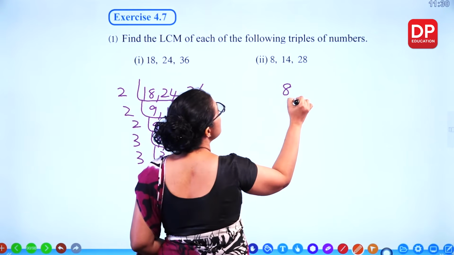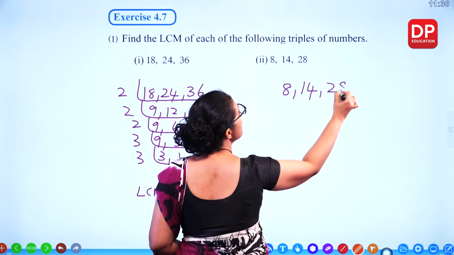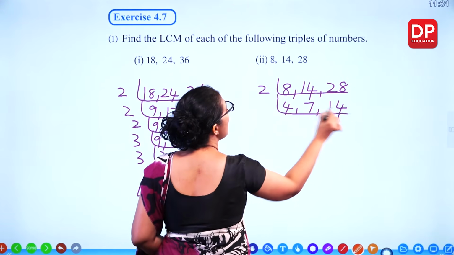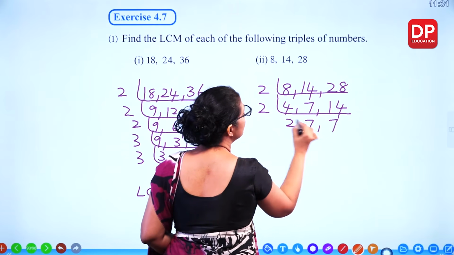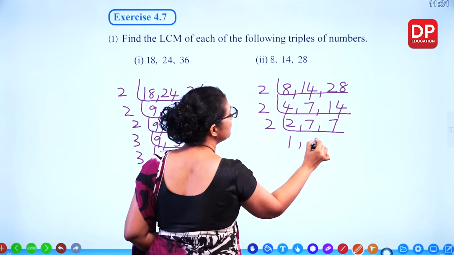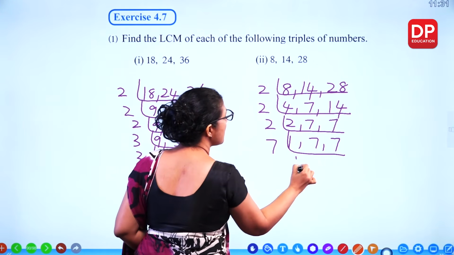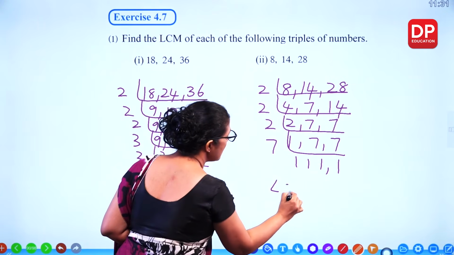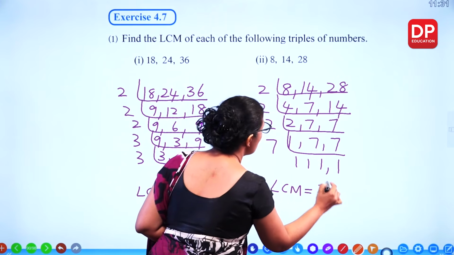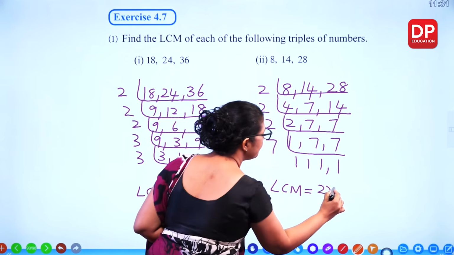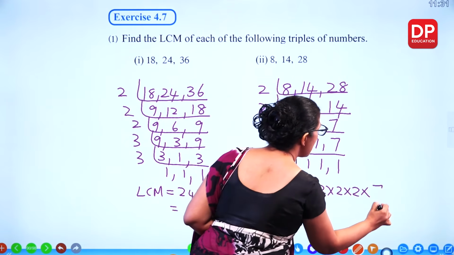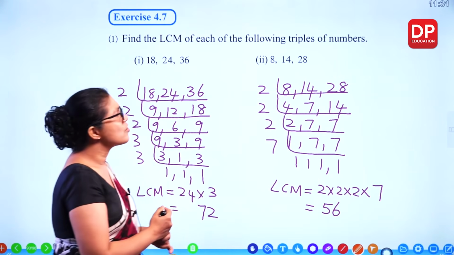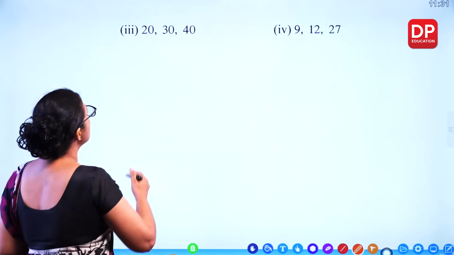Now this one, 18, 8, 14 and 28. Divide by 2. Divide by 2 again. Divide by 2 and divide by 7. Till you get 1, you have to divide. So what's the lowest common multiple? 2 times 2 times 2, 8. 8 times 7. You get 56 is the lowest common multiple.